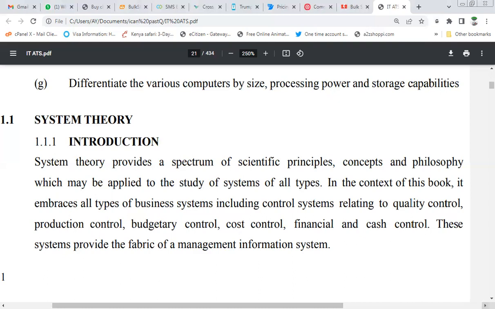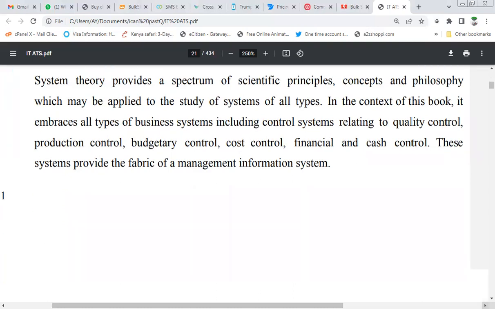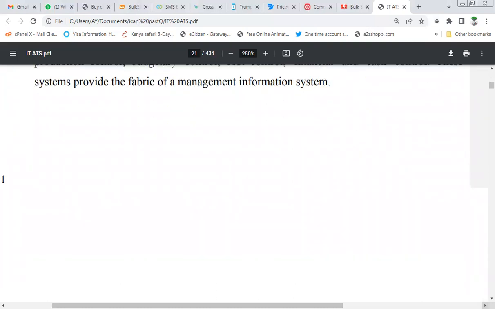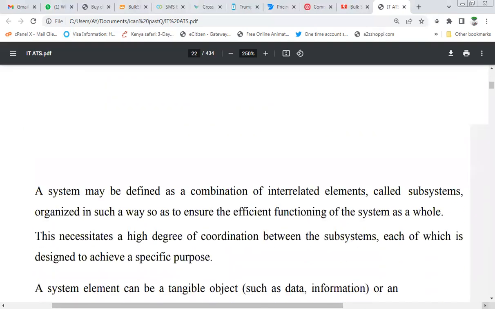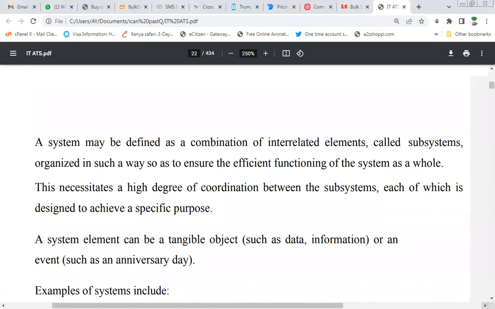This system provides the fabric of management information system, MIS. Let's go further. And permit me, there are some paragraphs that I might skip.